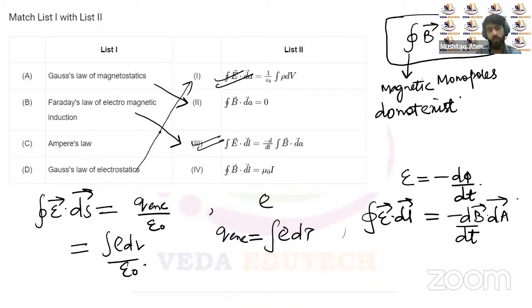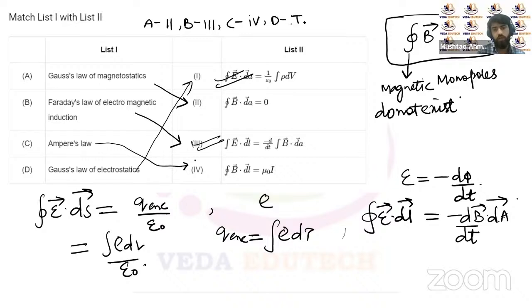Now Ampere's law. Ampere's law is nothing but the closed line integral of magnetic field, which will always be equal to mu naught I enclosed, right? So this is the correct match. For option A, we will have A correctly matched with second, and B will be correctly matched with third, and C will be correctly matched with fourth, and D is correctly matched with 1, right? So this is the correct order for the match the following list, right? So this is the final answer, right?